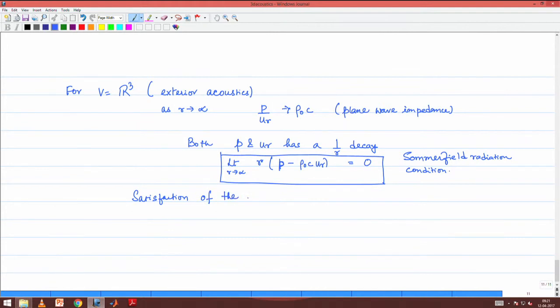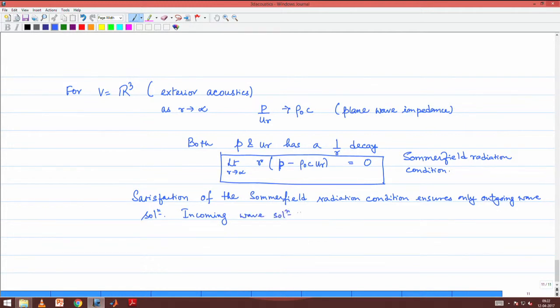So, satisfaction of the Sommerfeld radiation condition ensures only outgoing wave solutions. Incoming wave solutions do not satisfy the above condition. Okay.